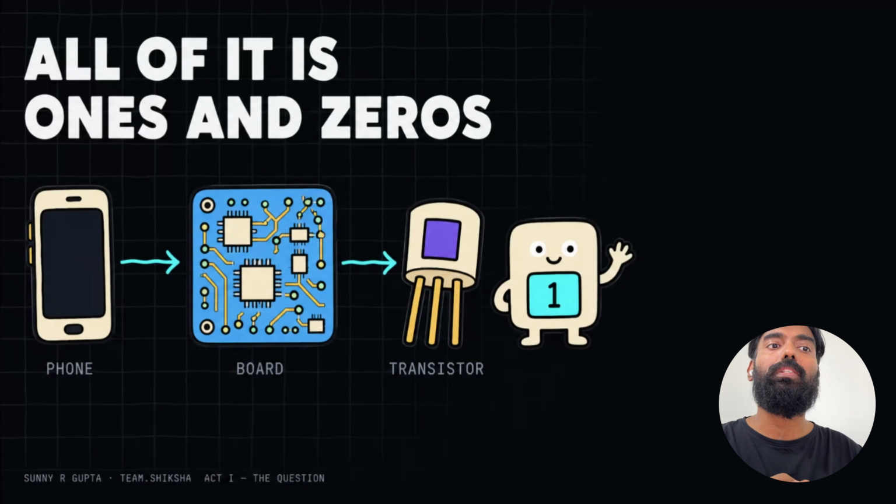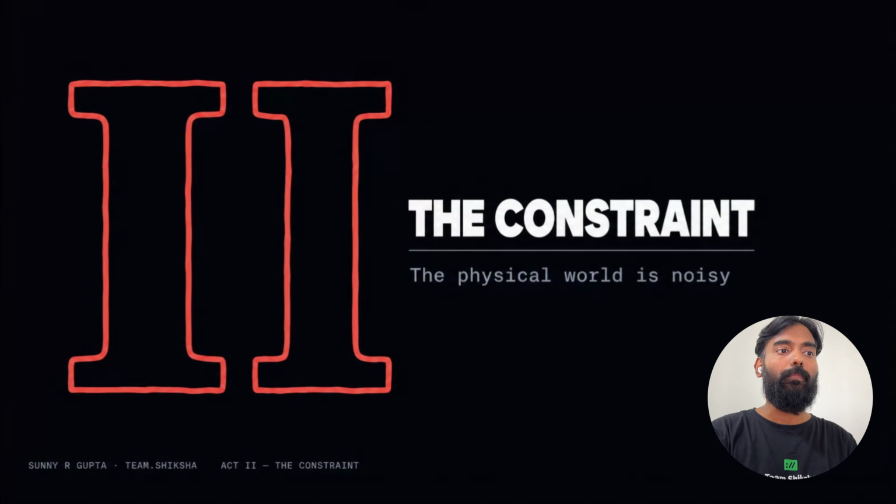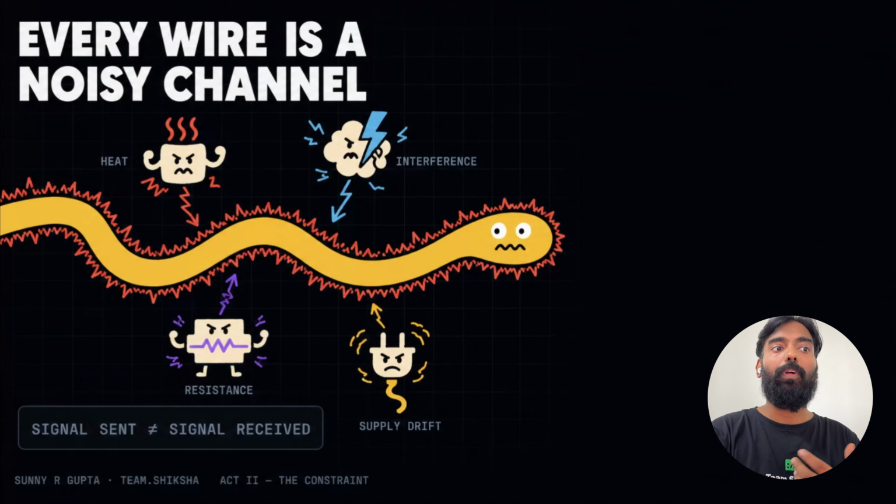It is not because zeros and ones are elegant or efficient. It is something much, much more basic. So let's try and understand the constraint that exists in modern systems. There's an important thing about the physical world, right? It is messy. So when we send an electrical signal through a wire, that signal does not arrive perfectly.